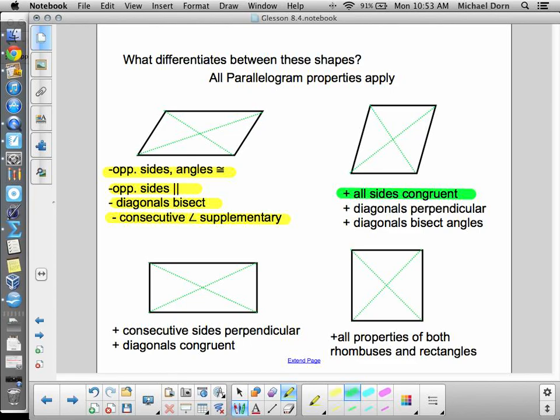But there are 2 other properties that are not as obvious that we get pretty quickly, and they're both dealing with the diagonals. The diagonals in a rhombus are also perpendicular to one another. In other words, they intersect to form a right angle. So all 4 sides are congruent. But the diagonals intersect to form a right angle. They still bisect each other because it's a parallelogram, so that's still true. But they also bisect the angles.